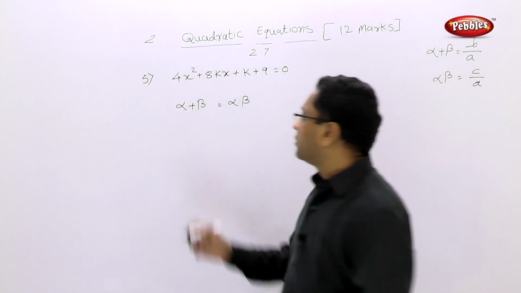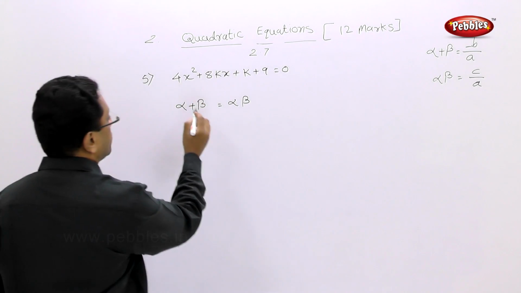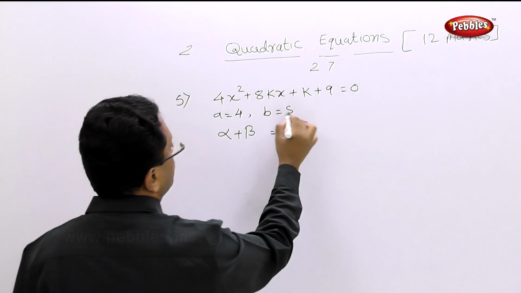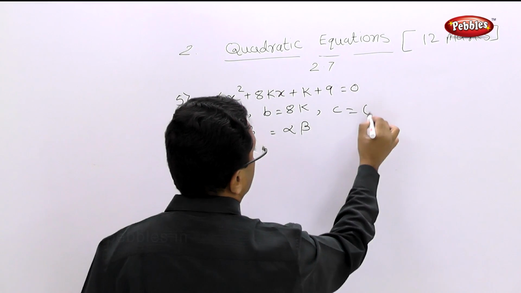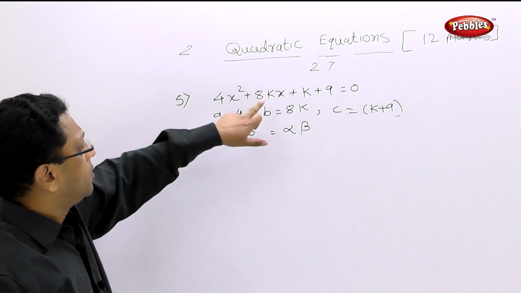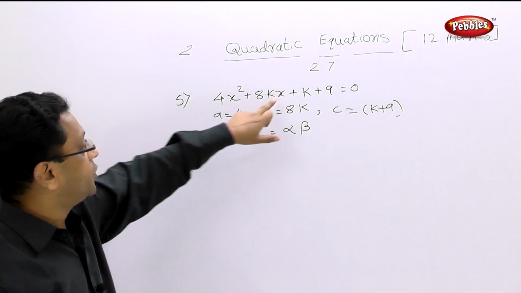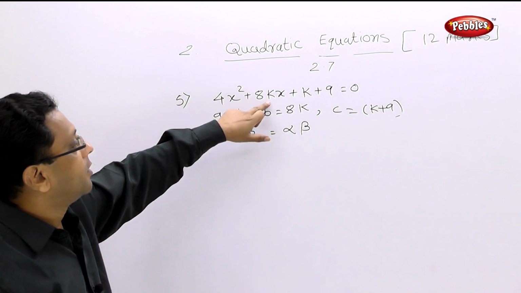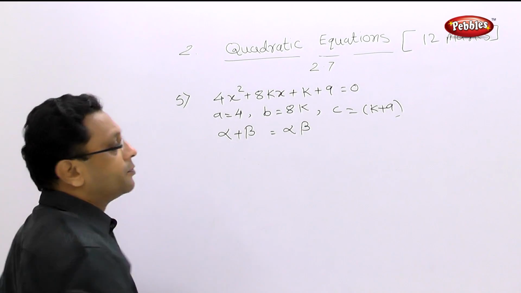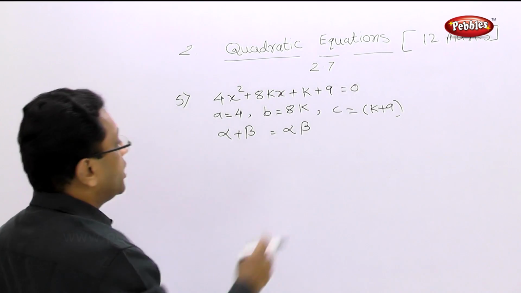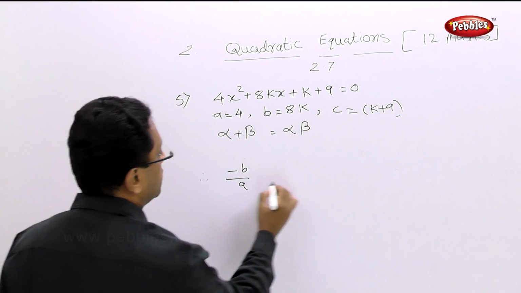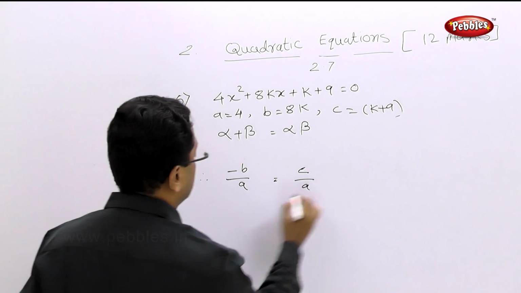Okay. Now here we know that A is equal to 4, B is equal to 8k and C is equal to k plus 9. Mind well, B is always the linear coefficient, that is 8k, and this whole term becomes C. Now we have the equation. Can we substitute in that? We have alpha plus beta is equal to minus B upon A is equal to C upon A.